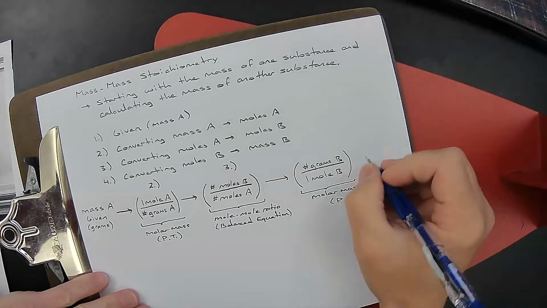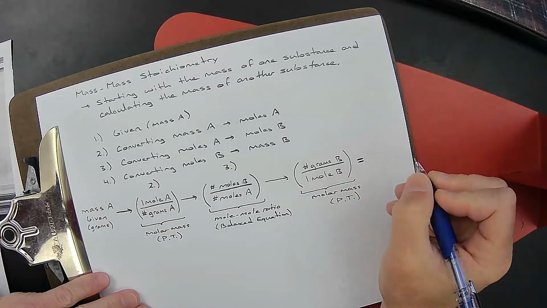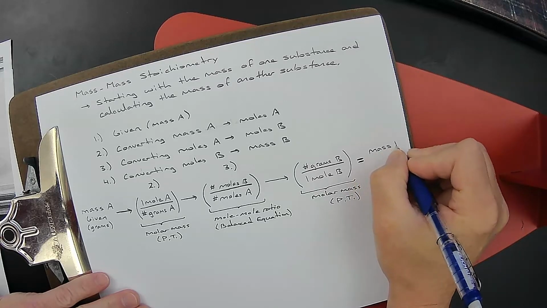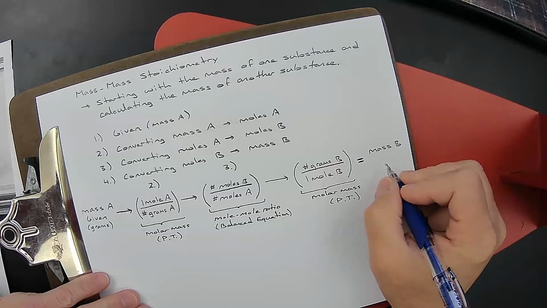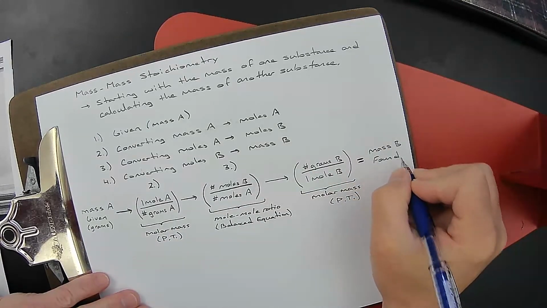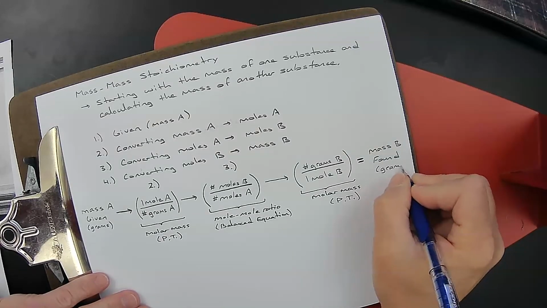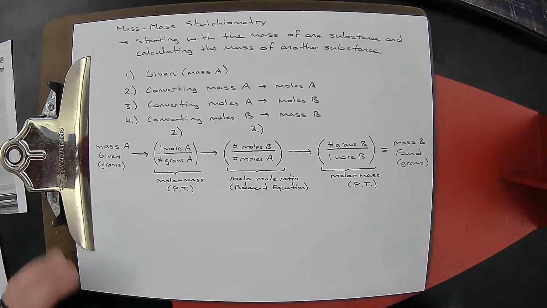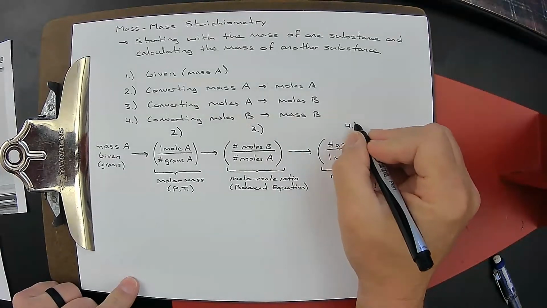All of that will give us the mass of B. That's what we're trying to find. Given, and then we found the mass of B. And that is going to be in units of grams. And this is our whole process here. This is the 4th step.